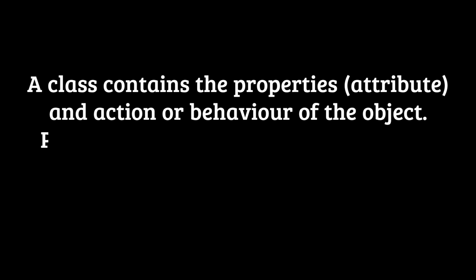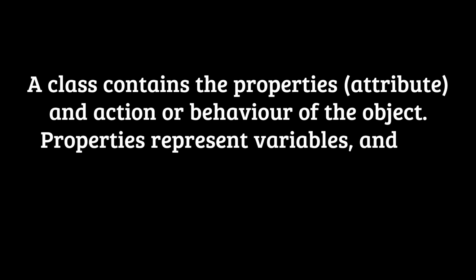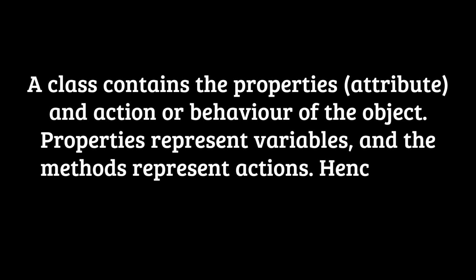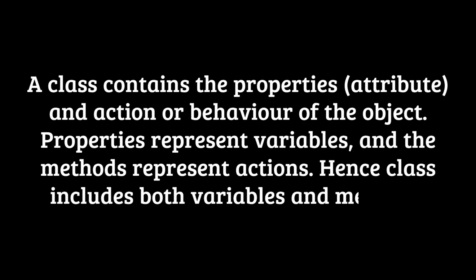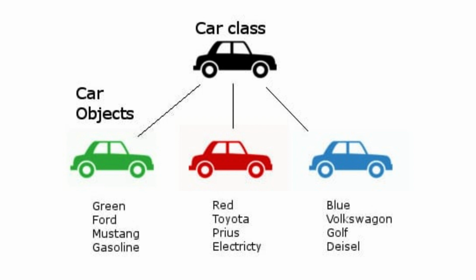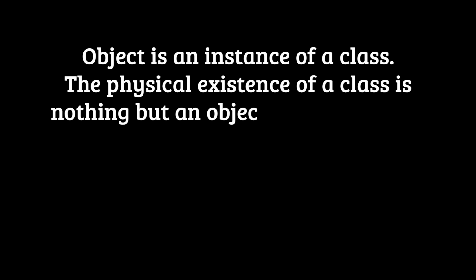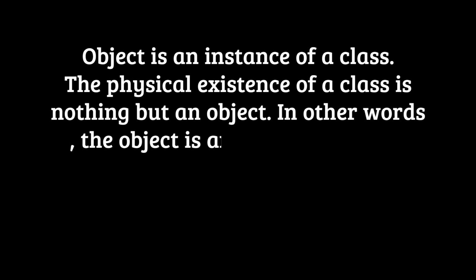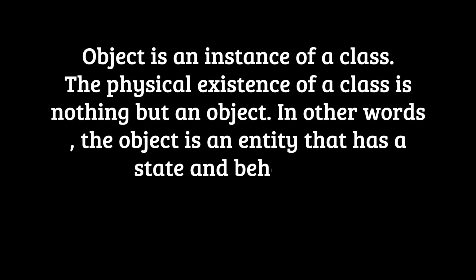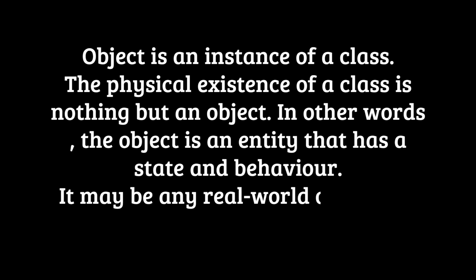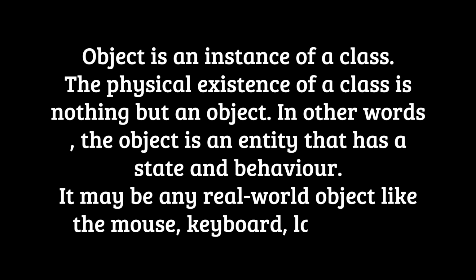A class contains the properties, attributes, and actions or behavior of the object. Properties represent variables, and the methods represent actions. Hence a class includes both variables and methods. Here is the blueprint of the car class and its objects in Python. An object is an instance of a class. The physical existence of a class is nothing but an object. In other words, the object is an entity that has a state and behavior. It may be any real-world object like the mouse, keyboard, laptop, etc.